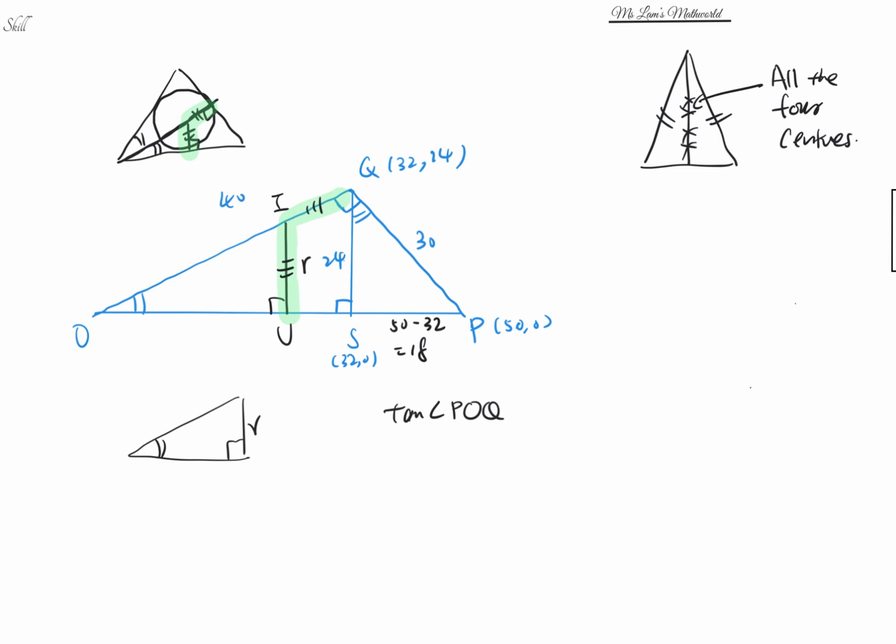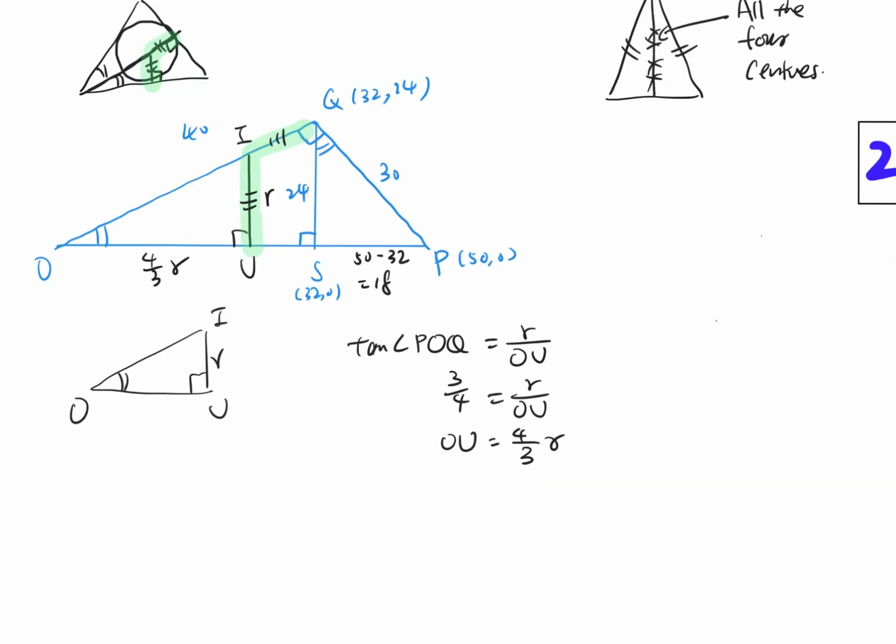So for R, we have IUO. So tangent equals R over OU. So 3/4 equals R over OU. So OU equals 4/3 R. Right? And then this is R, IQ is R, and I know that OQ is 40, right? OQ is 40. And then I have already found the value of IQ.